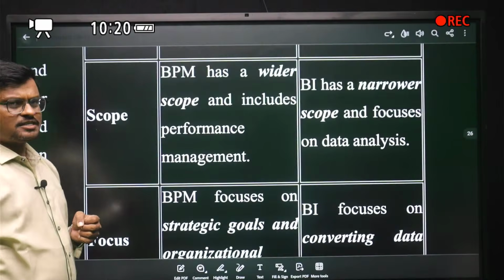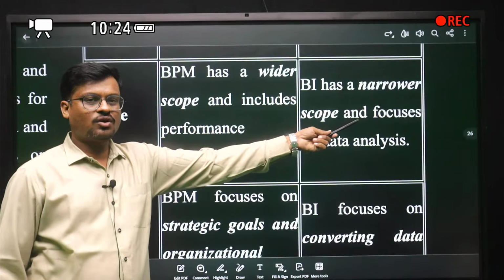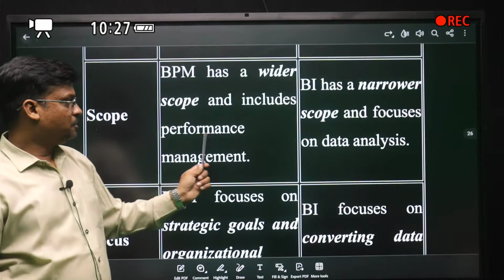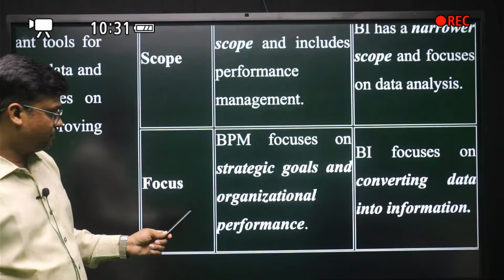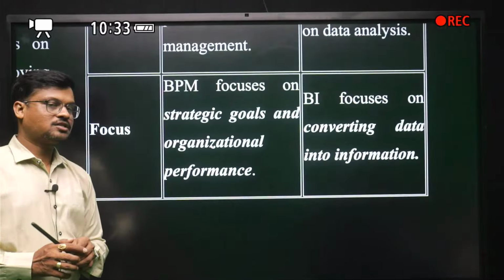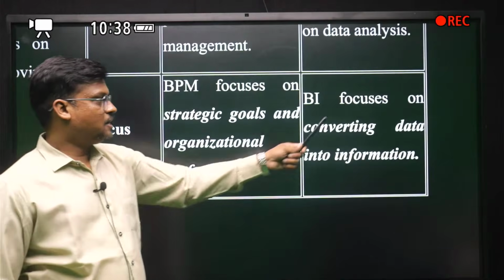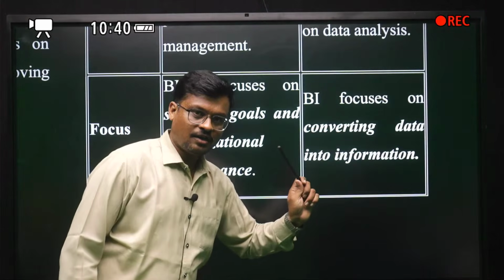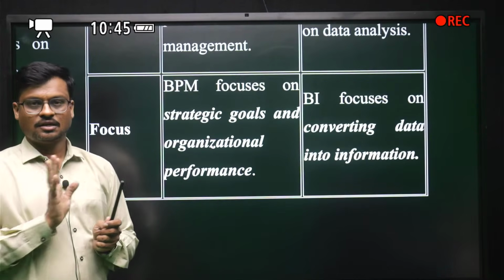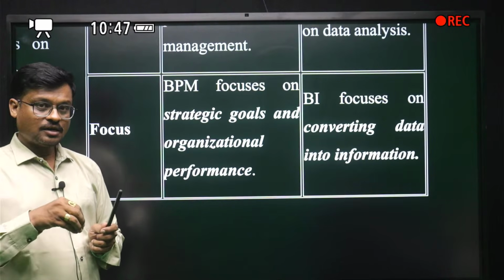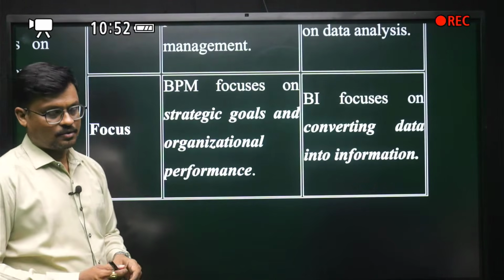Scope. BPM has a very wider scope, whereas BI has a very narrower scope because we go and focus on the data which is already available. BPM goes with the performance management, it improves it. So the scope is wide. Focus. BPM focuses on strategic goals of your organization and it will try to achieve them. BI focuses on converting the data into information. There is already data, you convert it into information and you give me the insights. That is business intelligence. But achieving your goals, strategic planning, is your BPM. Okay.